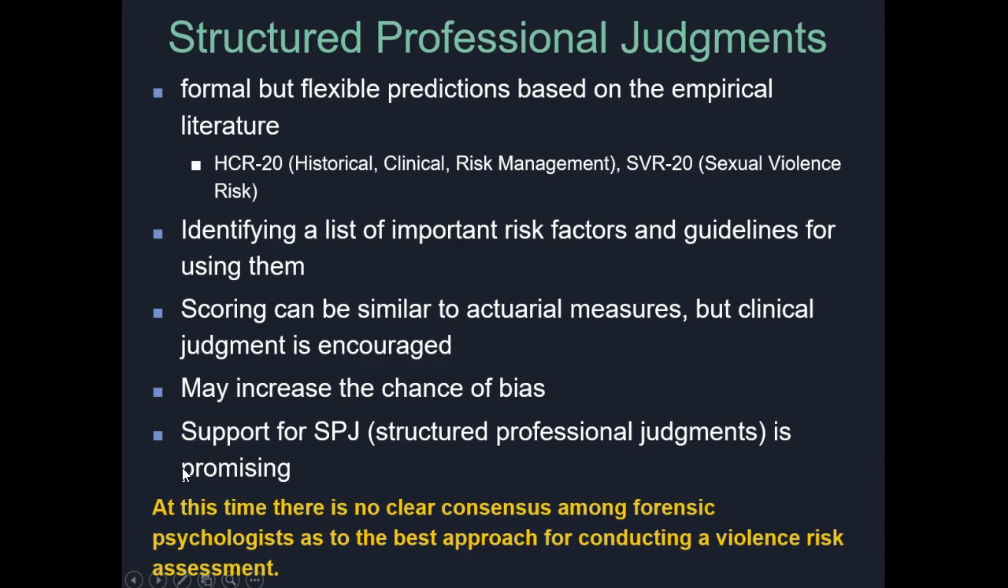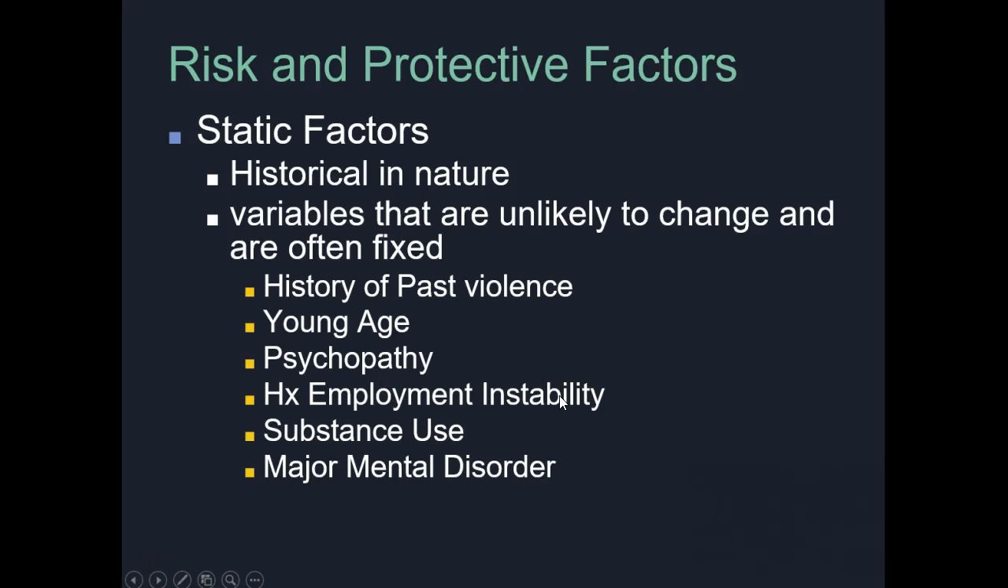Structured professional judgments are formal but flexible predictions based on empirical literature. Some of the examples: the Historical Clinical Risk Management 20 and the Sexual Violence Risk 20 are sort of a mixture. They're structured professional judgments, but they also have scales built in, or lists that we fill out, identifying a list of important risk factors and guidelines for using them. Scoring can be similar to actuarial measures, but clinical judgment is encouraged. May increase the chance of bias. Support for structured professional judgment is promising. More of these are being developed, and they seem to be helping. It says at the time, though, there's no clear consensus among forensic psychologists as to the best approach for conducting violence risk assessment. There really isn't.